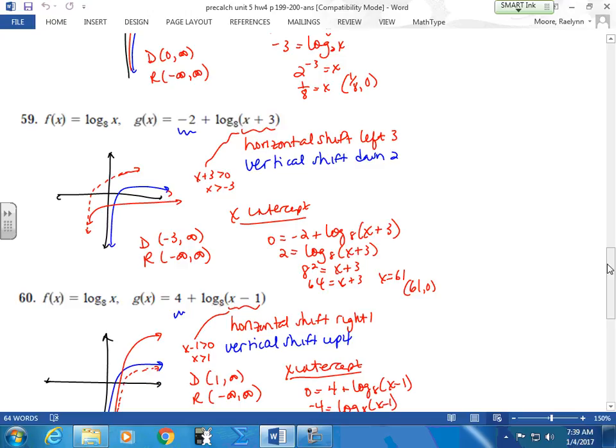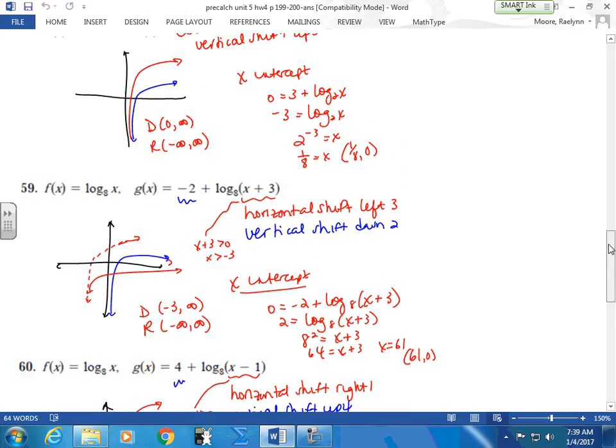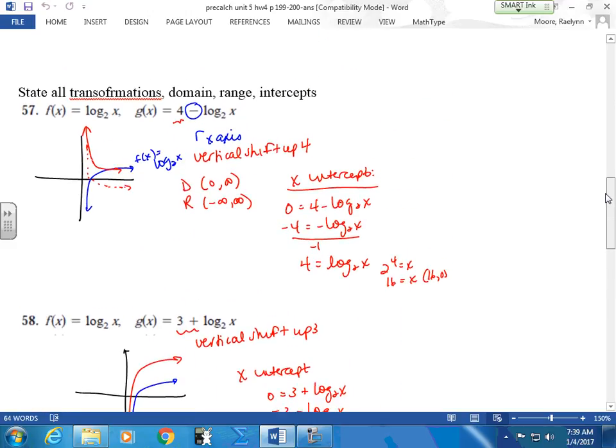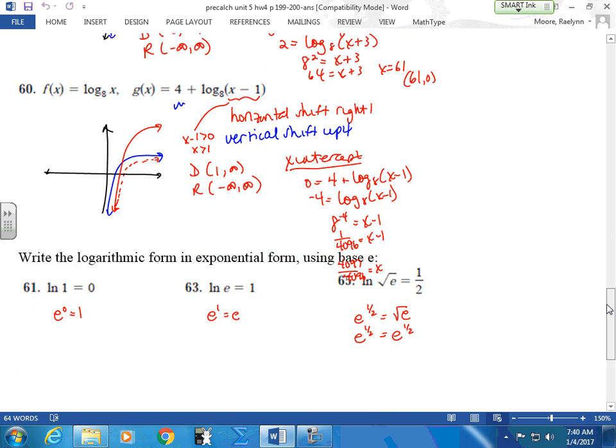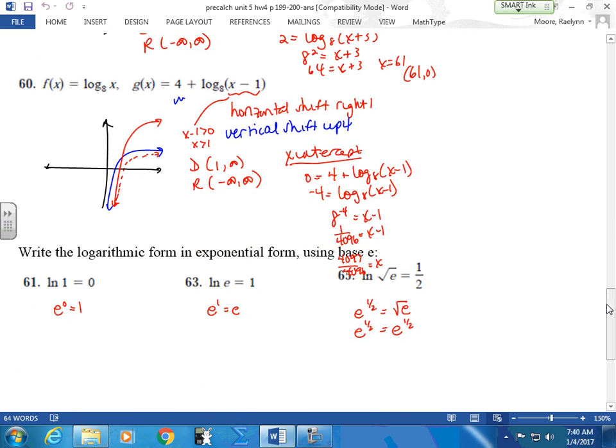Can you go back to the 57 one? Mm-hmm. That negative in front, the minus, is a reflection. You can move the 4 over here. You can put this +4 over here. But this negative is a reflection. And 60. We've got a horizontal shift again, and we have a vertical shift up.